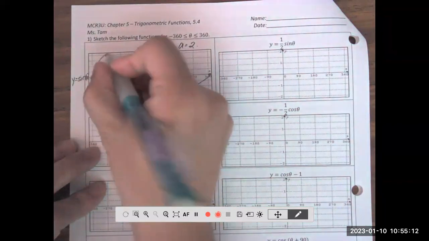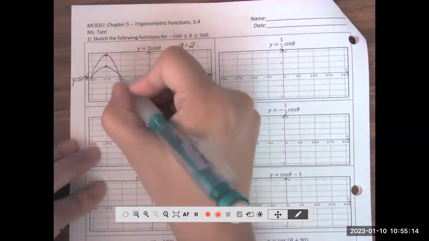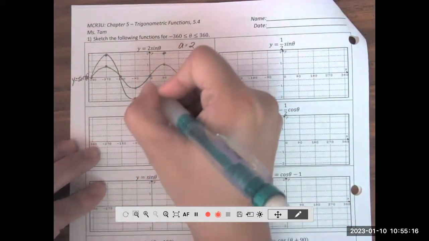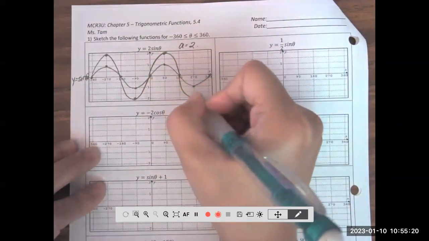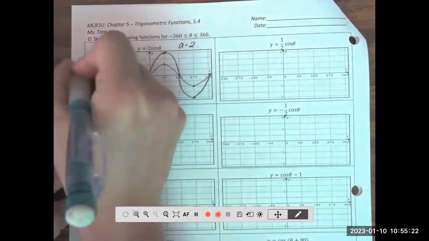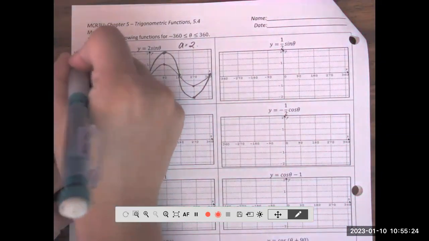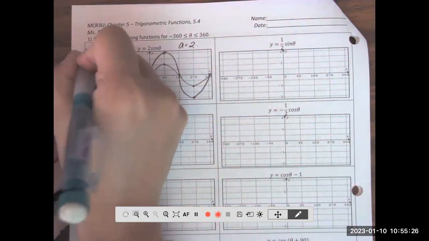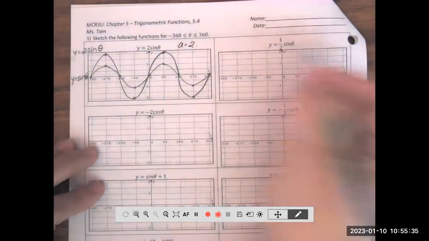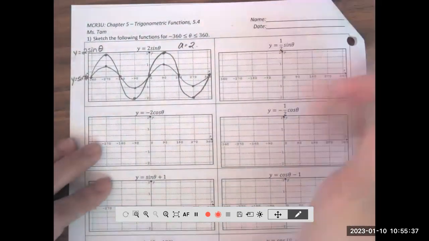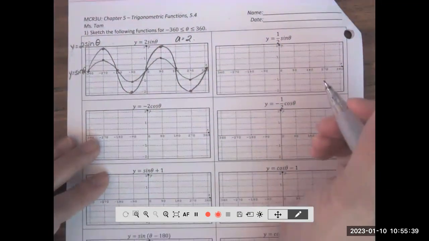So I'm now going to go up. My median line stays the same. I'm going to go down, back to my median line, up, median line, down. And this is y equals 2 sine theta. Okay, show me thumbs. How does that feel? Easy, right? Good. Half. I have a feeling you guys know how to do this one.